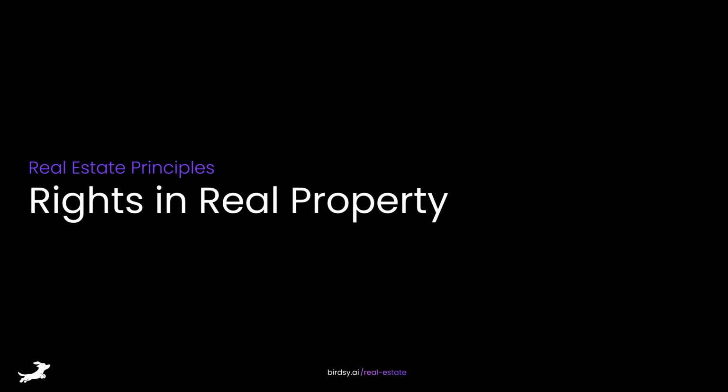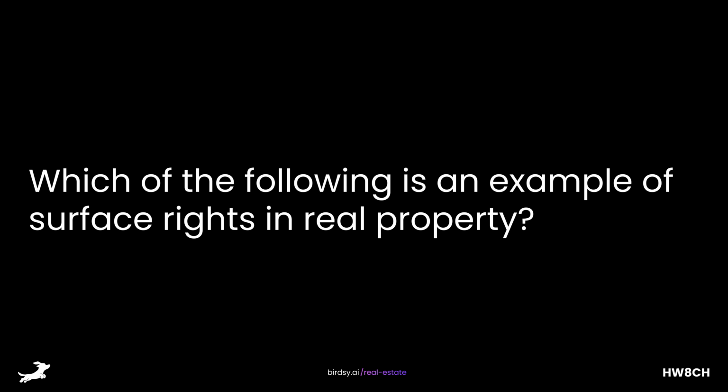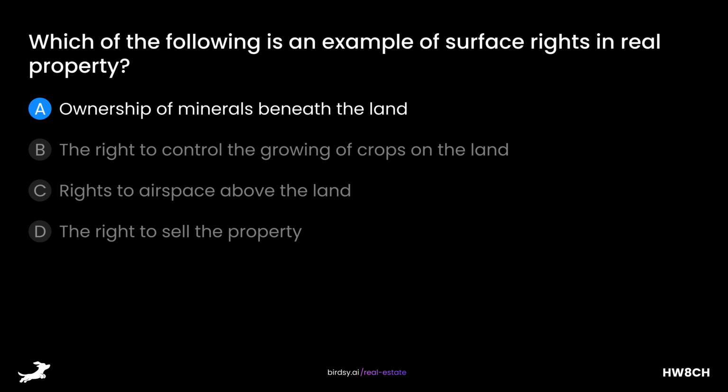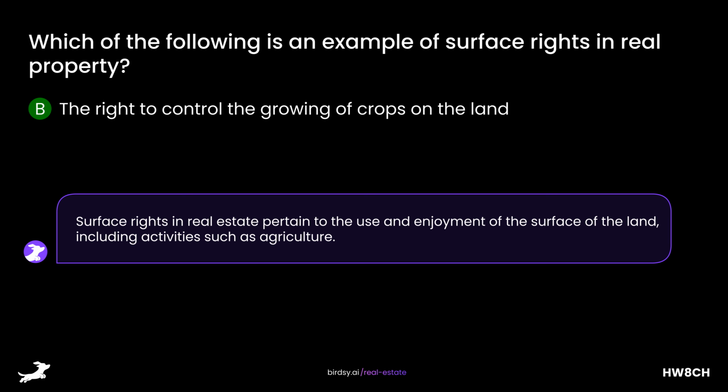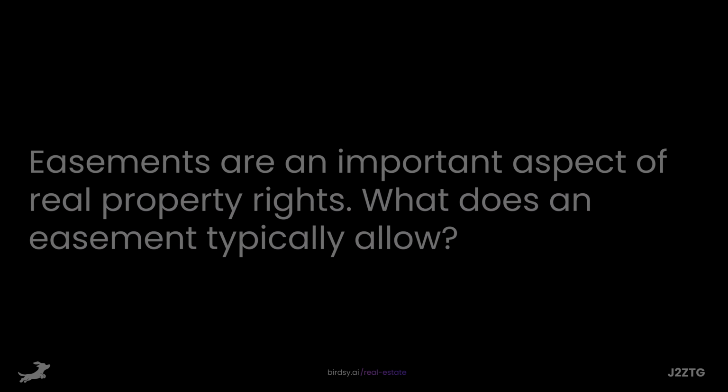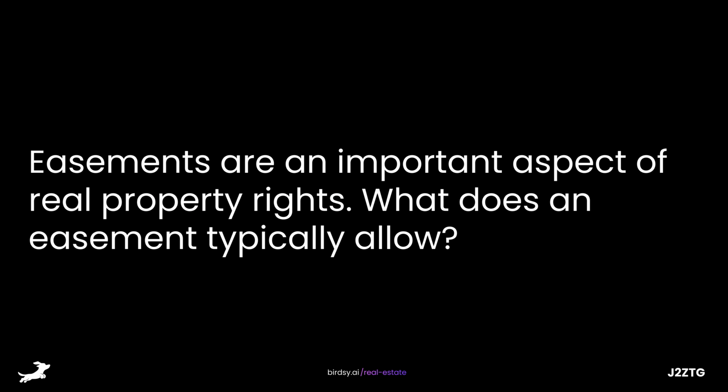Rights in real property. Which of the following is an example of surface rights in real property? Is it A, ownership of minerals beneath the land, B, the right to control the growing of crops on the land, C, rights to airspace above the land, or D, the right to sell the property? The answer is B, the right to control the growing of crops on the land. Surface rights in real estate pertain to the use and enjoyment of the surface of the land, including activities such as agriculture. Easements are an important aspect of real property rights.